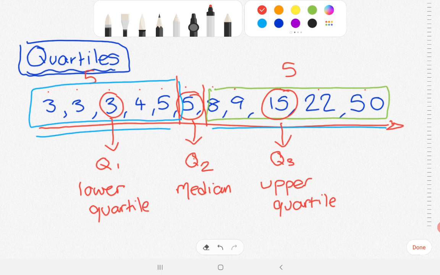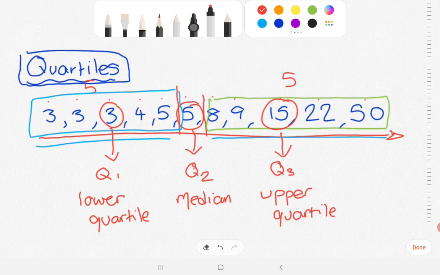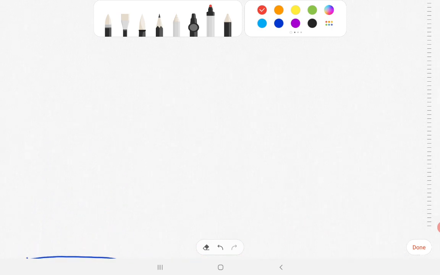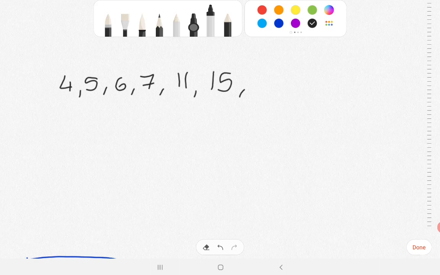Let's look at another data set though, where we maybe aren't having that luxury. So we're going to do another data set where we have some more numbers, and it's not going to work out quite so nicely. So I'm going to write them in numerical order again, just for ease. Okay, if we have the list of numbers 4, 5, 6, 7, 11, 15, 21, 23, 24 and 30. Okay, so this time we've got 1, 2, 3, 4, 5, 6, 7, 8, 9, 10 numbers.